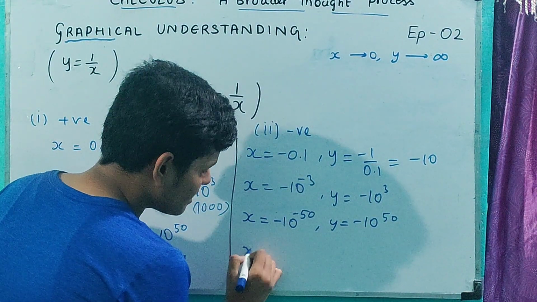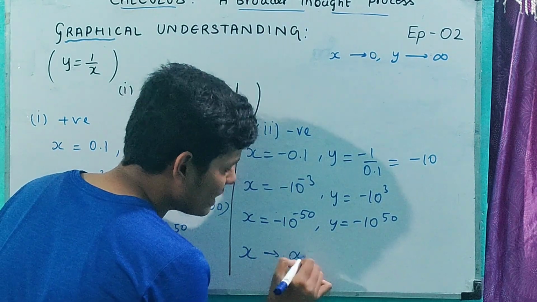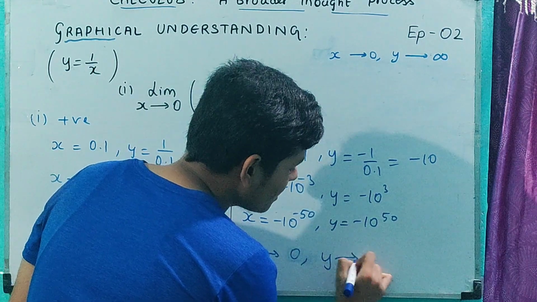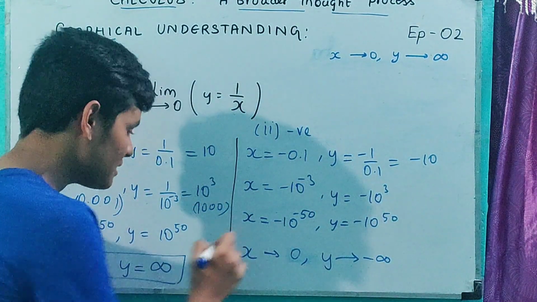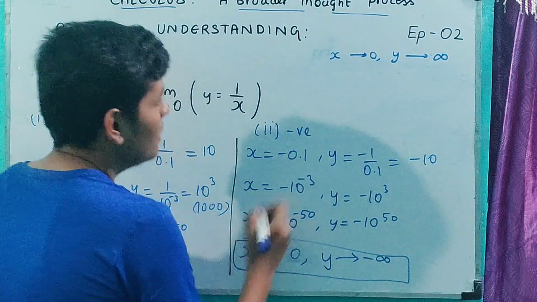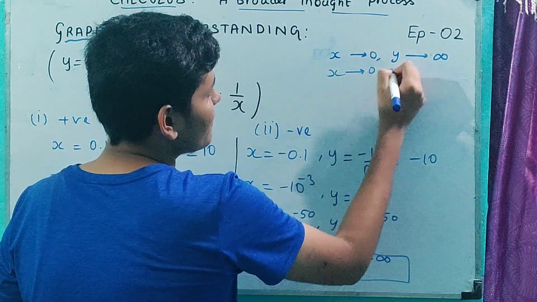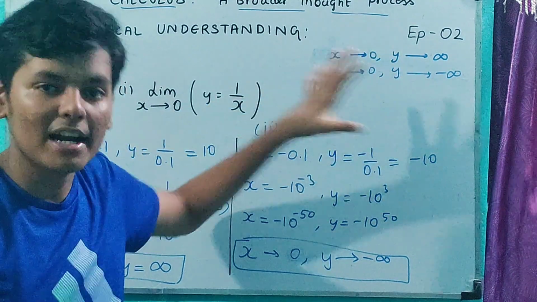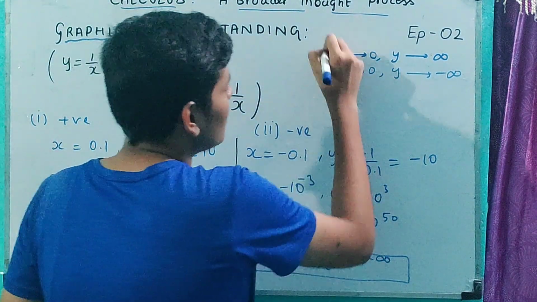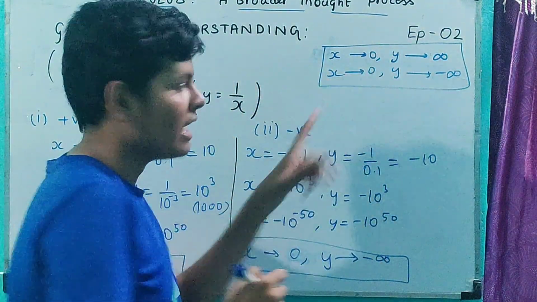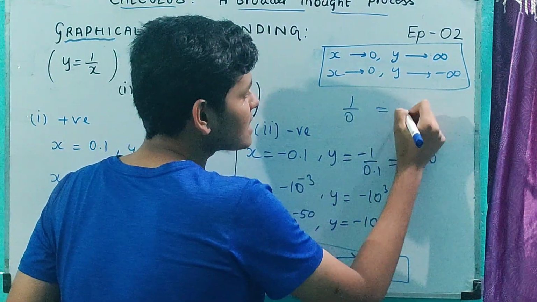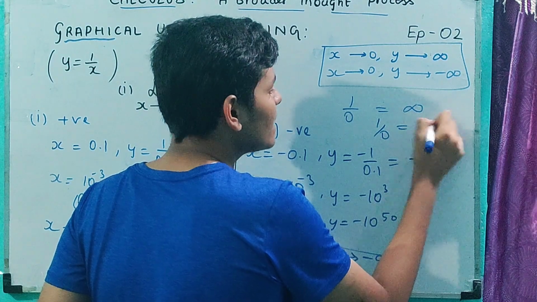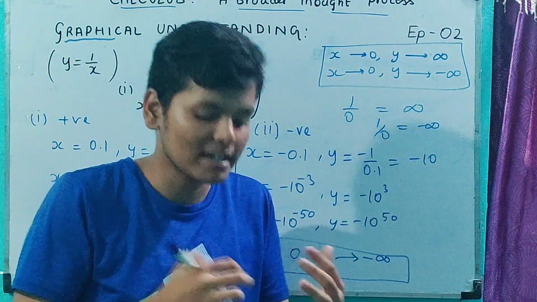Hence, another conclusion is, as the value of x tends to 0, the value of y tends to negative infinity. This is another interesting outcome. As the value of x tends to 0, the value of y tends to minus infinity. Now, how can we understand this concept over here? First case says that anything divided by 0 gives us a positive infinity answer. Second case says that anything divided by 0 gives us a negative infinity option. How to actually understand this?